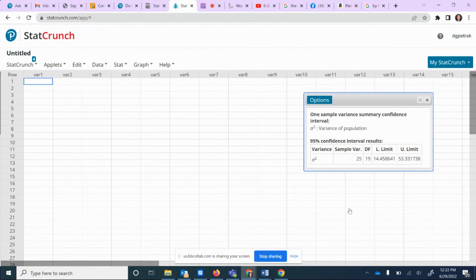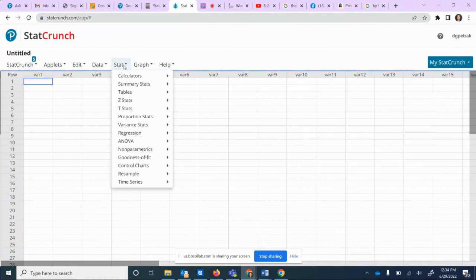So that'll walk you through it, but that's the same clicks. So really the areas we're working through in this chapter are going to be T Stats, Proportion Stats, and Variance Stats. These three is what we're hitting, these three chapters. Cool.